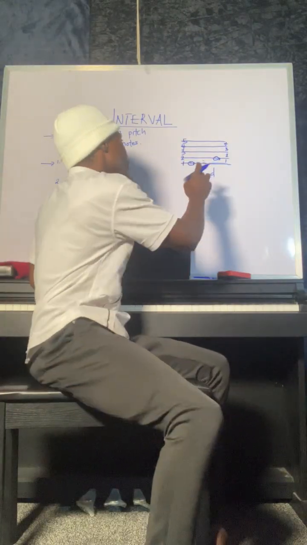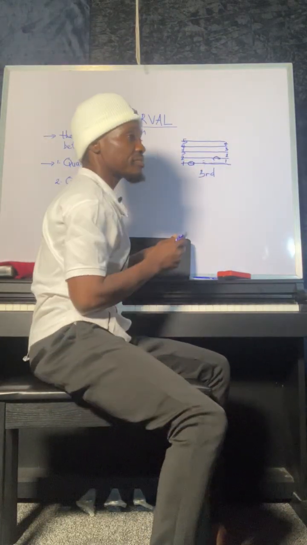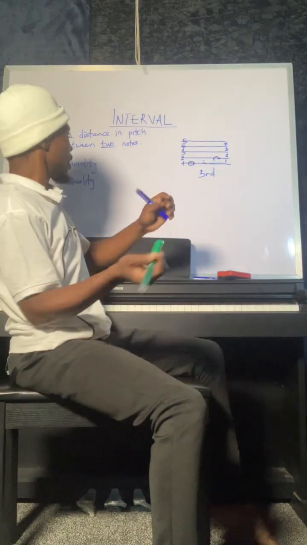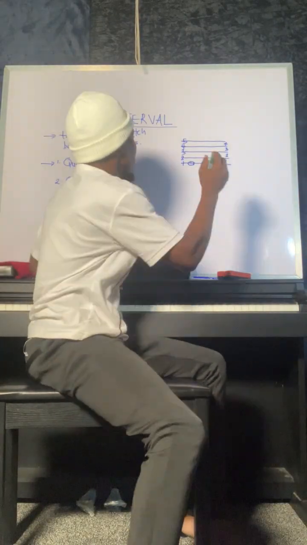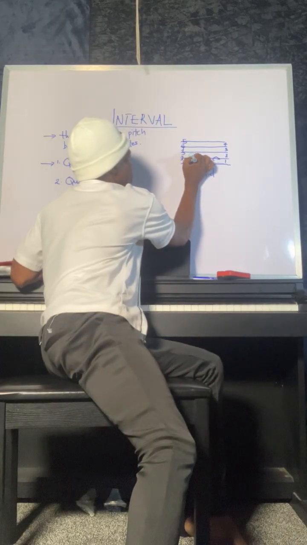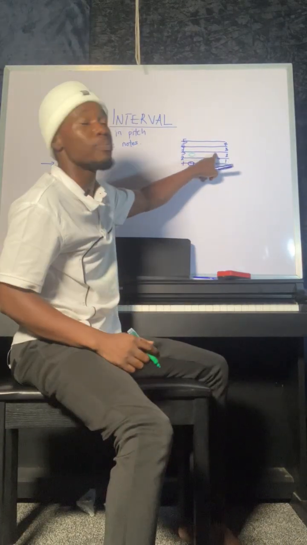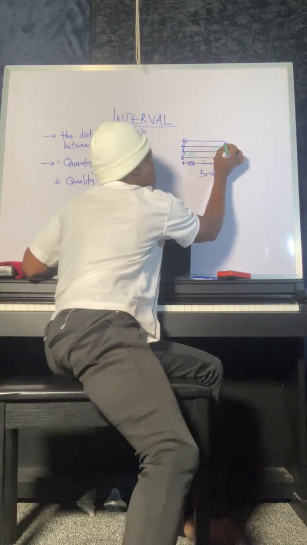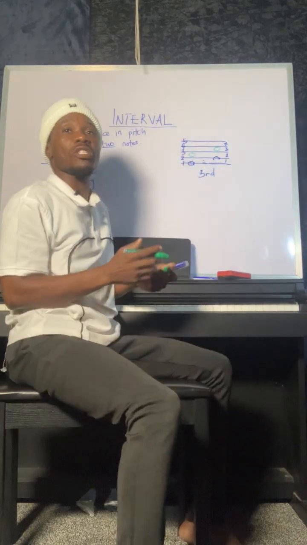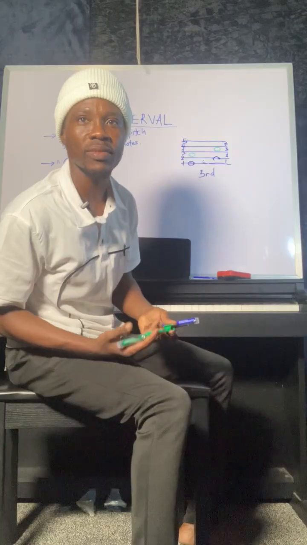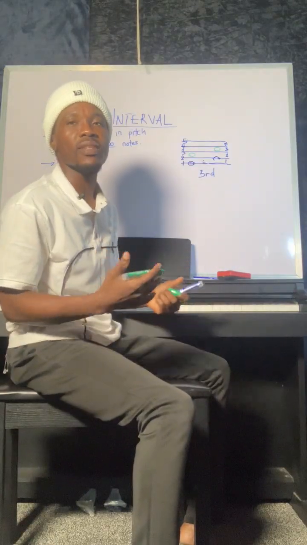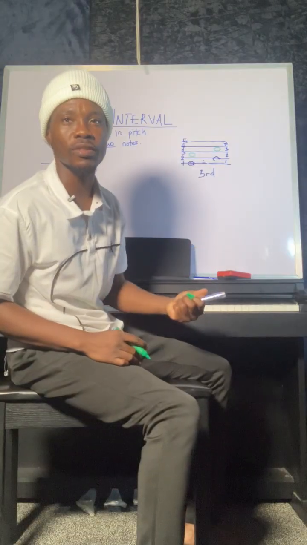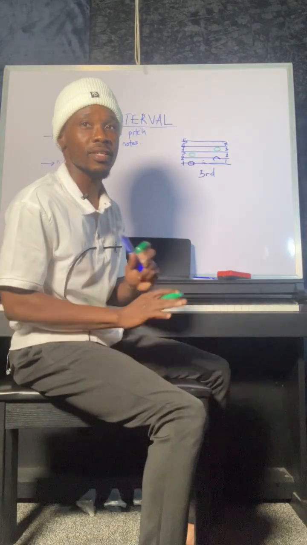Also, the same idea applies for spaces. I want to use a green marker. If I have a note here in the second space, and then another note in the third space, and we are asked to describe that, we still have the same thing. From a space to the next space is also a third.